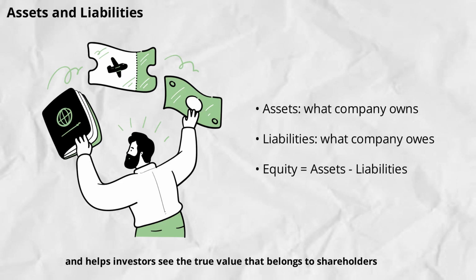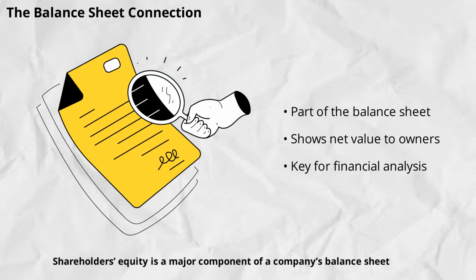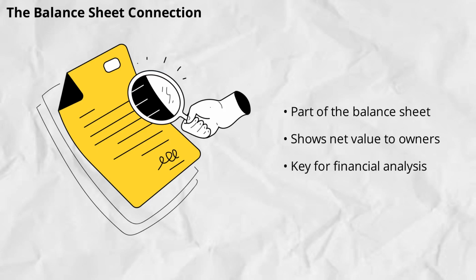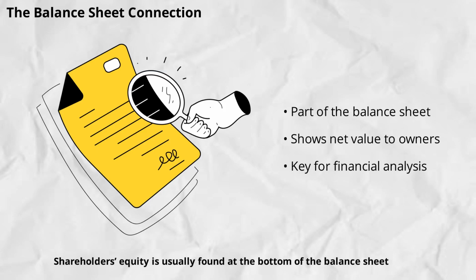to shareholders. Shareholders' equity is a major component of a company's balance sheet. The balance sheet is a financial statement that provides a snapshot of a company's financial position at a specific point in time. It lists assets, liabilities, and shareholders' equity, showing how these elements are interconnected. By reviewing the balance sheet, investors and analysts can quickly determine the net value of a company and assess its financial health. Shareholders' equity is usually found at the bottom of the balance sheet, highlighting its role as the residual interest after debts are paid.